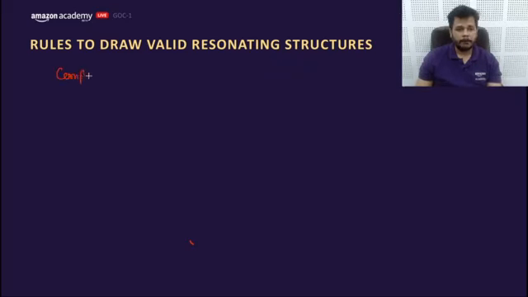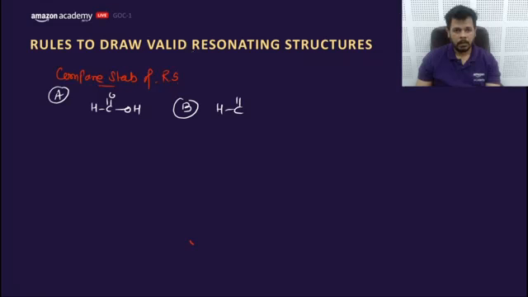Compare the stability of RS. Let's try to draw the resonating structures of formic acid. This is A and this is B. This is C and this is D.